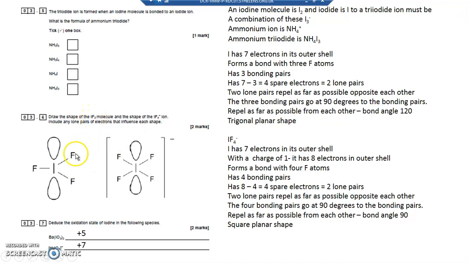If it's bonding 3 Fs, each that want to gain 1 electron, it's going to form 3 covalent bonds, which will take 3 electrons. So out of the 7 electrons in the outer shell, 3 are involved in 3 bonding pairs, leaving 4 electrons or 2 lone pairs left over. The 2 lone pairs repel as far as they can go away from each other, leaving the 3 Fs in a plane, in a trigonal planar shape with a bond angle of 120. These are the lone pairs up and above, or you can just draw them as 2 dots.